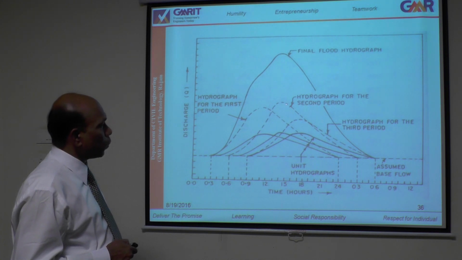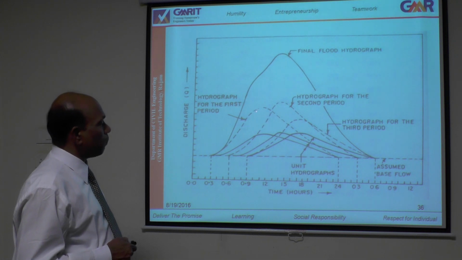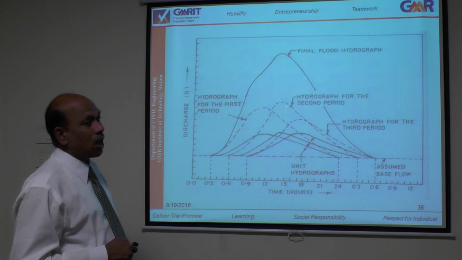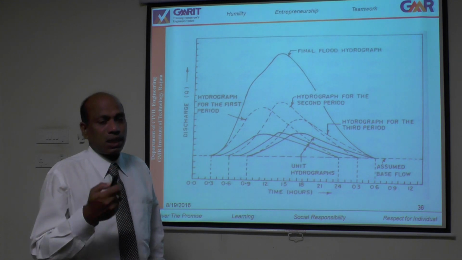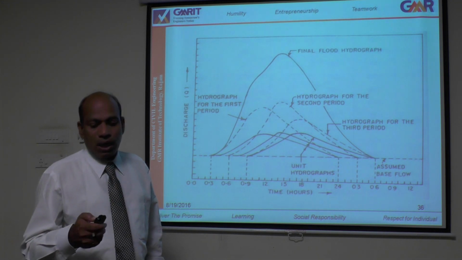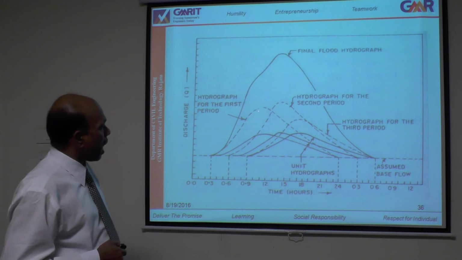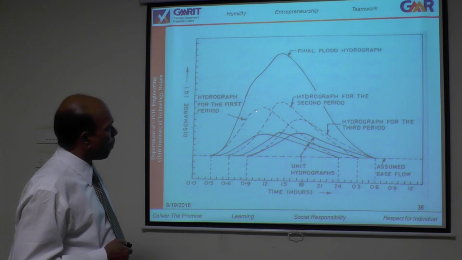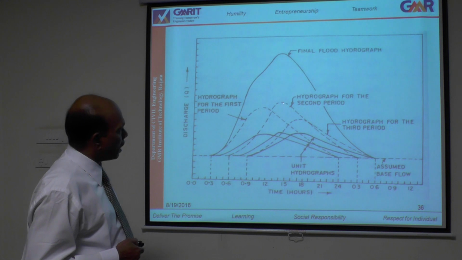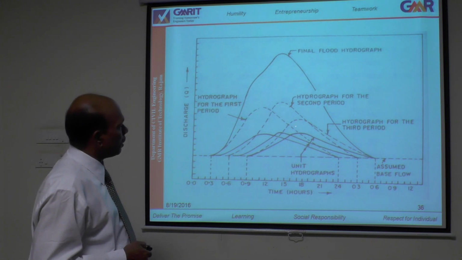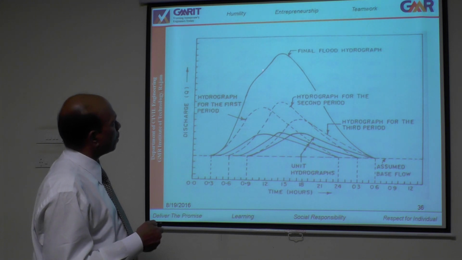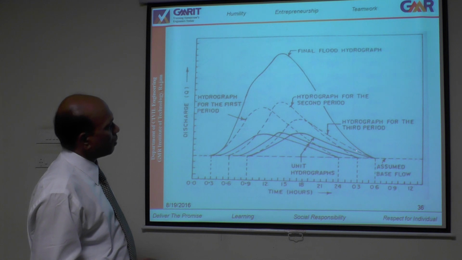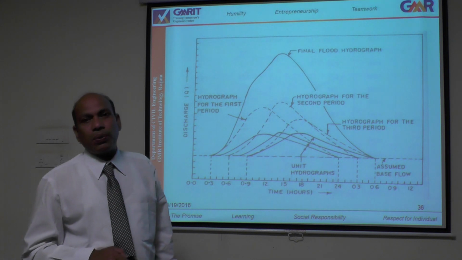This storm hydrograph is different from storm hydrograph 2. Storm hydrograph 2 is different from storm hydrograph 1 because the intensity of rainfall varies: different rainfall for 3 hours, next 3 hours different rainfall, next 3 hours different rainfall. So here we have 3 different storm hydrographs. This is one storm hydrograph, this is another, this is another. Adding these 3 hydrographs, we have the combined hydrograph. This is the final hydrograph for the 9 hours storm duration.